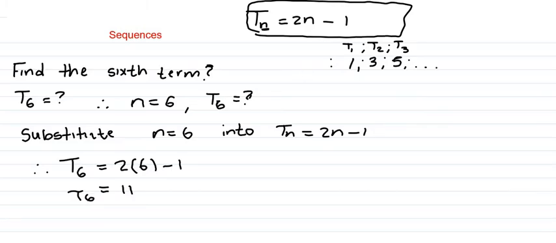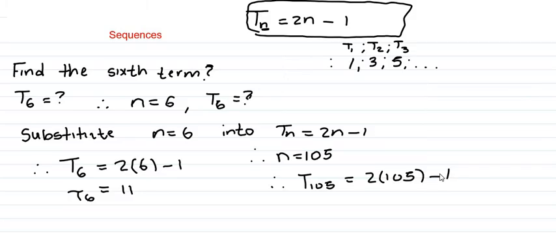So now we understand that once we have the formula, we can calculate any value, as long as we have the formula. So if they ask for term number 105, if n is 105, then T105 is going to be 2 into 105 minus 1, and then 2 into 105 is 210, minus 1 is 209. So once you have the formula, you can calculate any value of this pattern, any term you want.